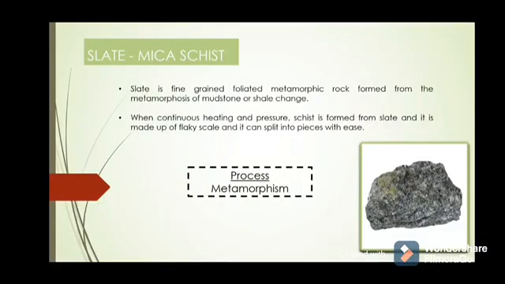Okay, my name is Muhammad Nuruddin bin Shahrom. I will explain how slate turns into mica schist. Slate is a fine-grained foliated metamorphic rock from the metamorphosis of mudstone or shale. When continuous heating and pressure occur, schist is formed from slate, and it is made up of flaky scales, and it can split into pieces with ease. The name of the process that occurs is metamorphism.